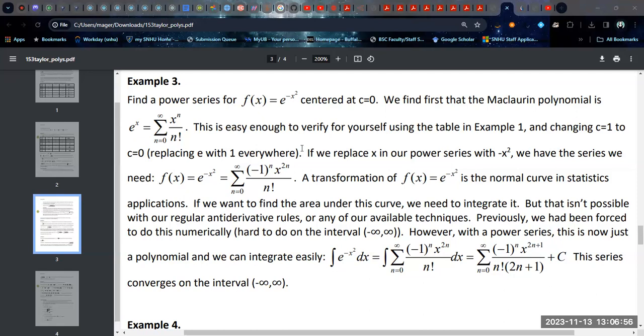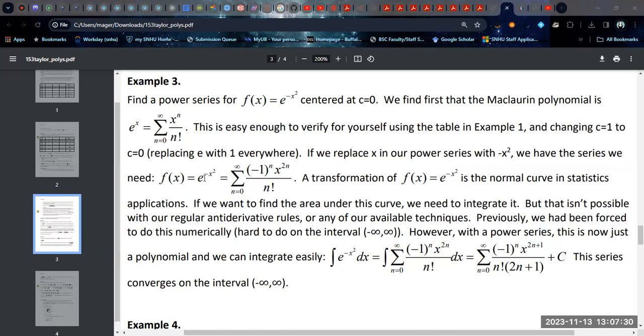But what we can do is take our e to the x function and substitute negative x squared everywhere we had an x. And that will generate our Taylor series, our Maclaurin series in this case, for us. So everywhere I have an x, I'm going to replace that with negative x squared. And that's going to give me that negative being raised to the n power. So that's my negative 1 to the n. And then x squared is also being raised to the n power. So that's my x to the 2n.